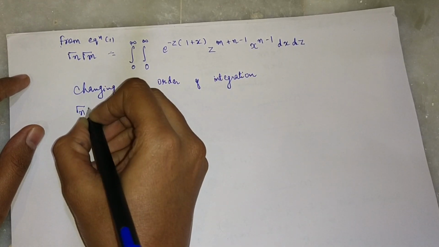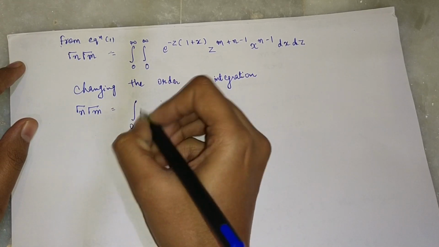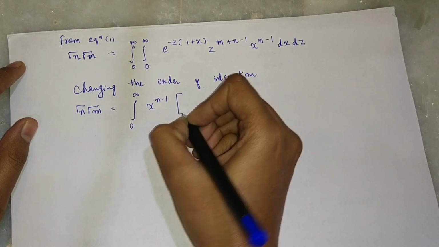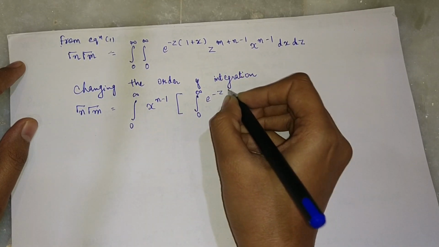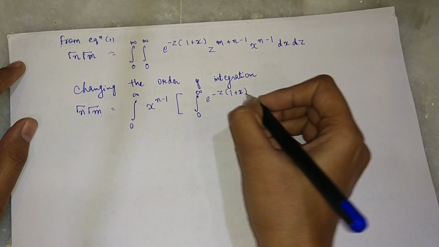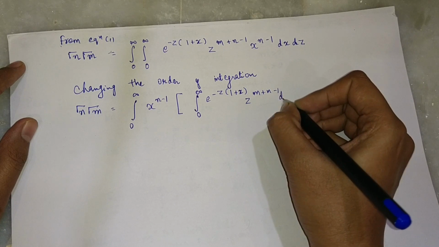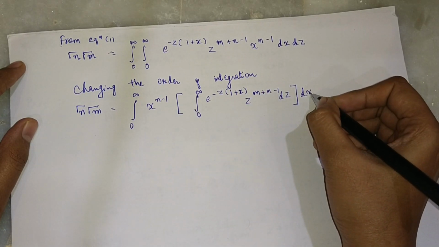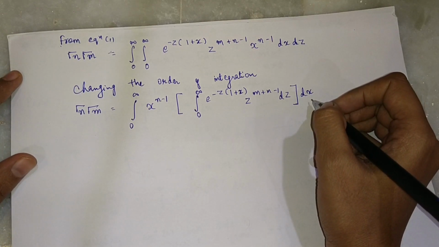Gamma n gamma m equal to integral 0 to infinity x raised to n minus 1, and here we will write 0 to infinity e raised to minus z(1 plus x) z raised to m plus n minus 1 dz. So this is our dz term, and this term will be dx term that we will write outside. Okay, so we have just changed the order of integration.